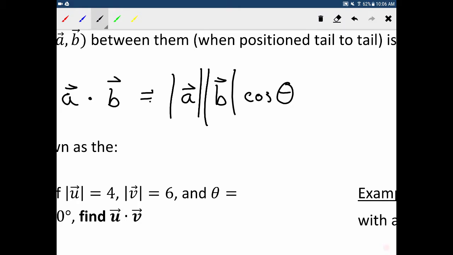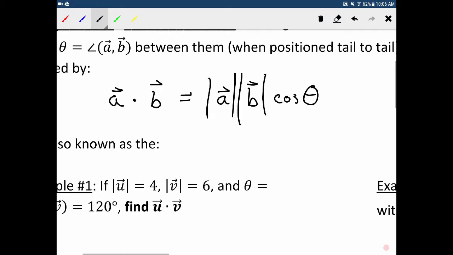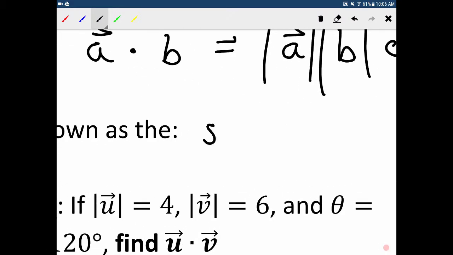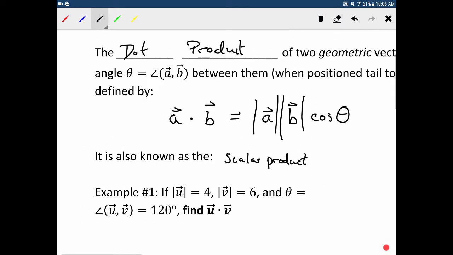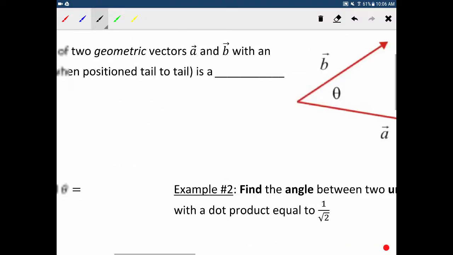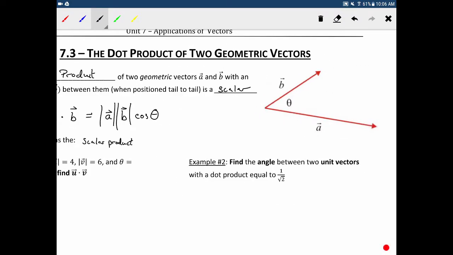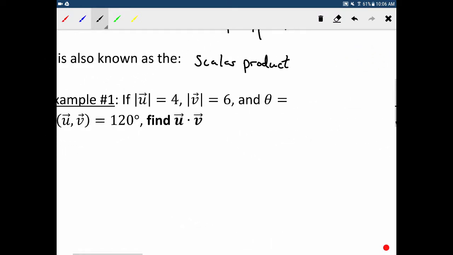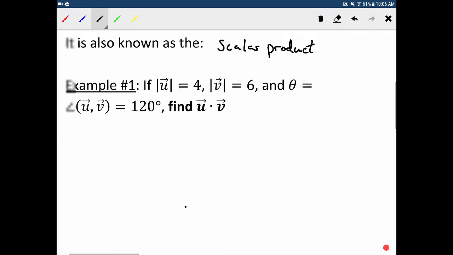And that's it. It is sometimes known as the scalar product. If I'm being honest with you, I've never heard it called that in my life, but it said it in your textbook, so I thought I should include it. I don't know anybody that calls it that. But anyway, that's the gist of it. That's the most important part of the lesson today. If you can remember that, you'll do just fine.